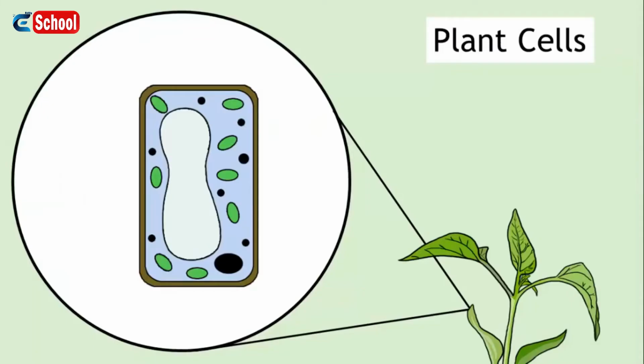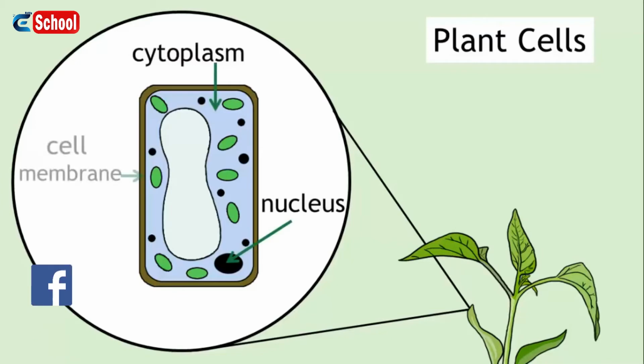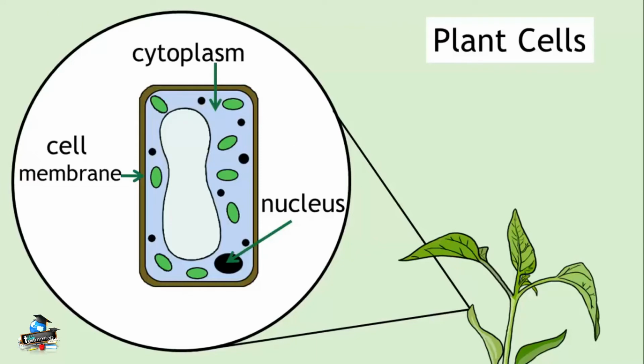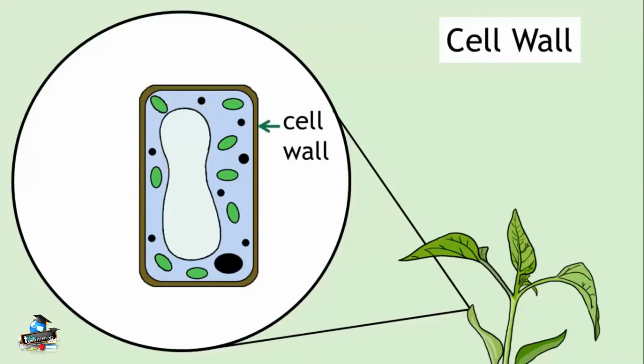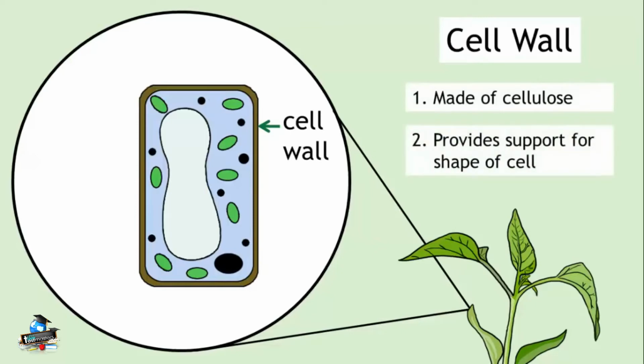Plant cells. Plant cells contain the structures that animal cells contain, that we've just discussed, the nucleus, the cytoplasm and the cell membrane, but they also include lots of extra structures. For example, they contain a cell wall. A cell wall is made of cellulose, and this structure provides support for the shape of the cell.